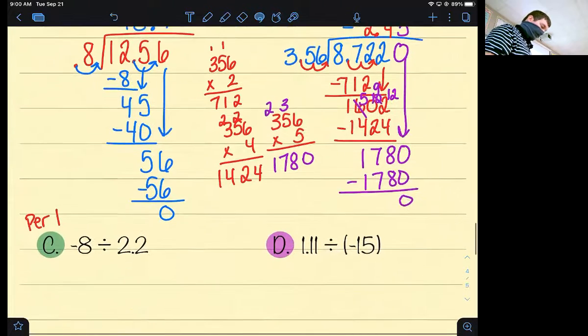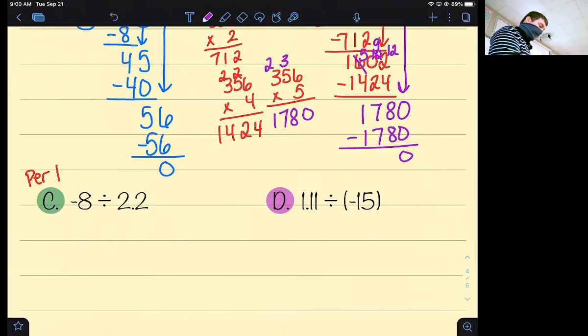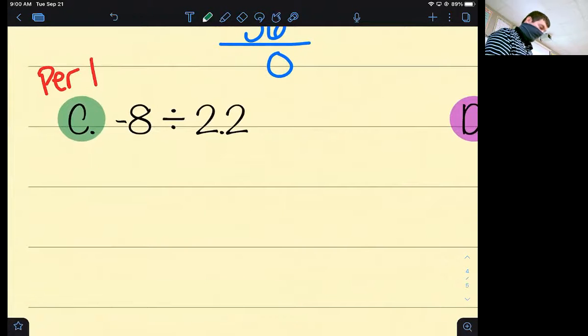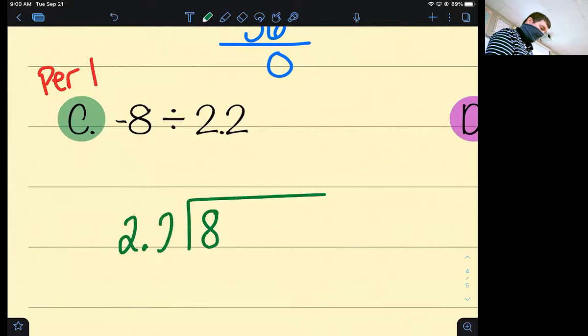Let's do one more. That way you guys can say you beat period 1. What's the first number? 8 goes inside the box. What's the second number? Okay. Is my answer positive or negative? Yep, there's one negative, so it's going to be negative. So that part's taken care of.